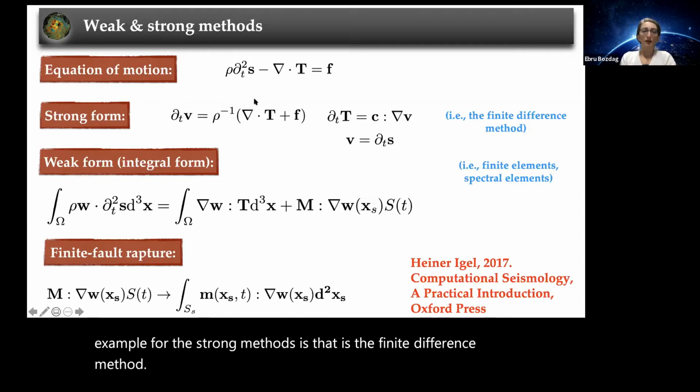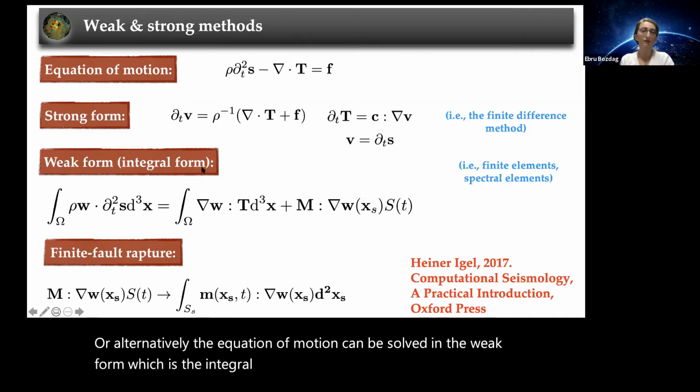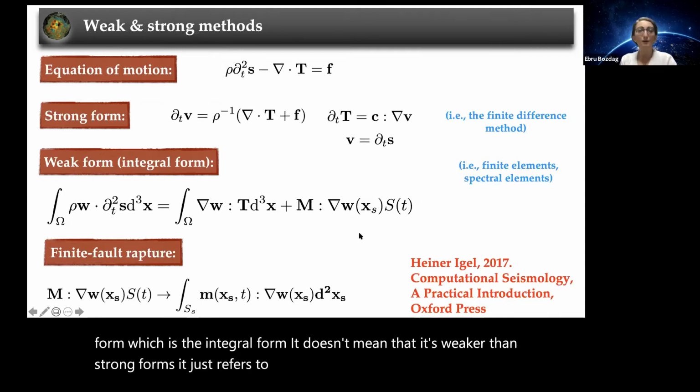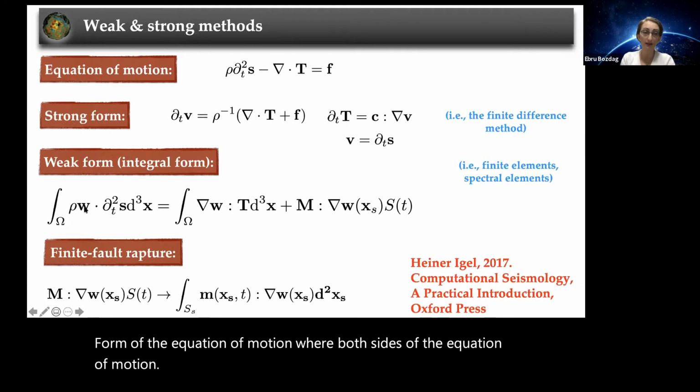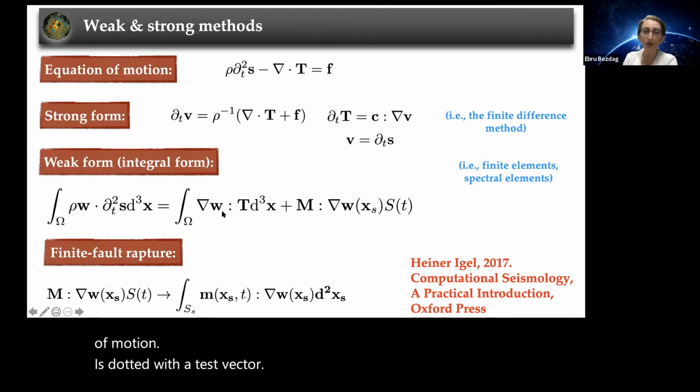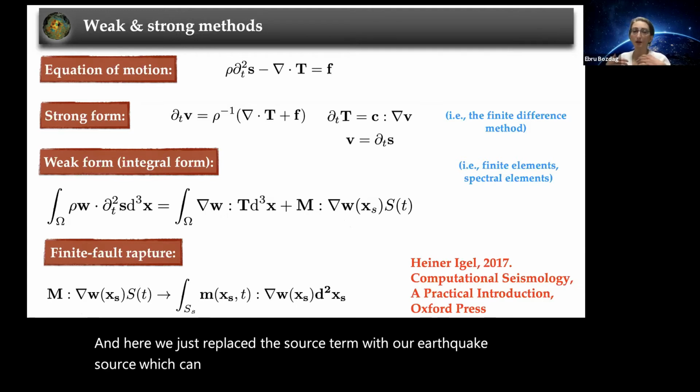Or alternatively, the equation of motion can be solved in the weak form, which is the integral form. It doesn't mean that it's weaker than strong forms. It just refers to the integral form of the equation of motion, where both sides of the equation of motion are dotted with a test vector W and integrated over a volume. And here we just replace the source term with our earthquake source, which can be either a point source or a finite source.